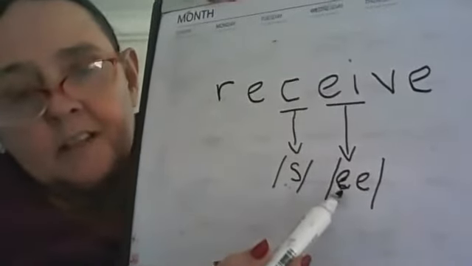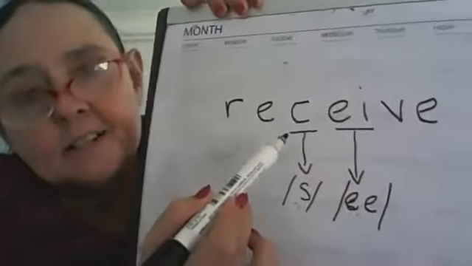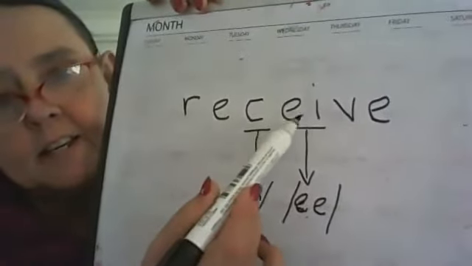Not EE, but it's the E sound. C is representing S, and the EI is representing the E. Okay, so that's something really helpful for us to know. Most of the time, when you hear C, you're going to be writing a C and then an EI.